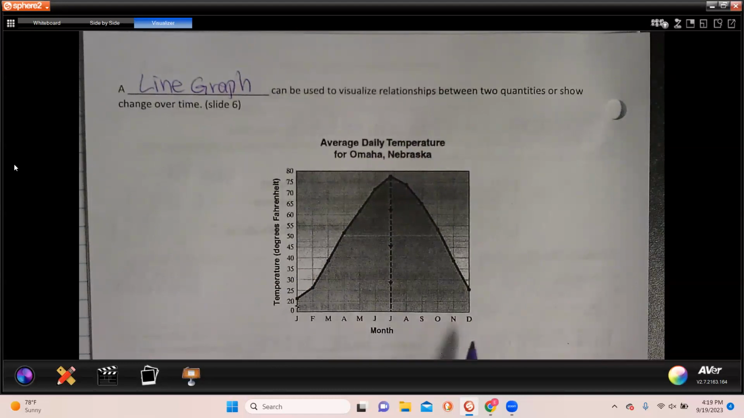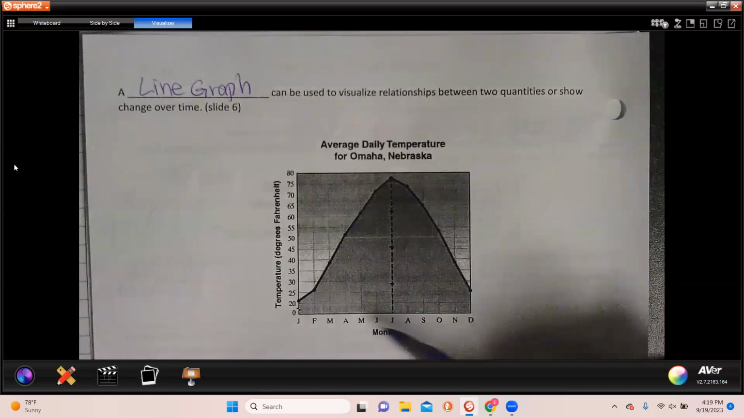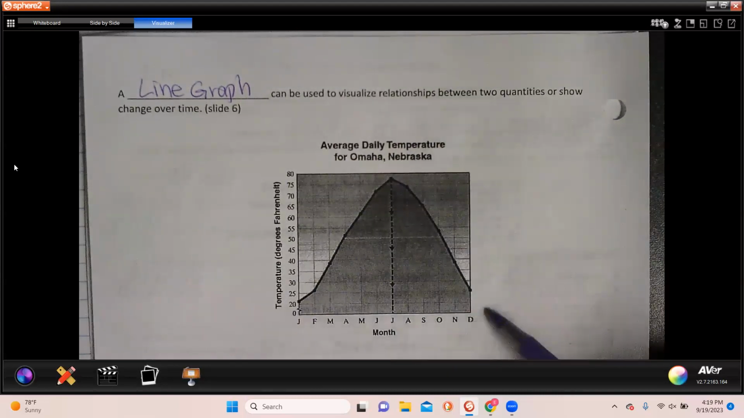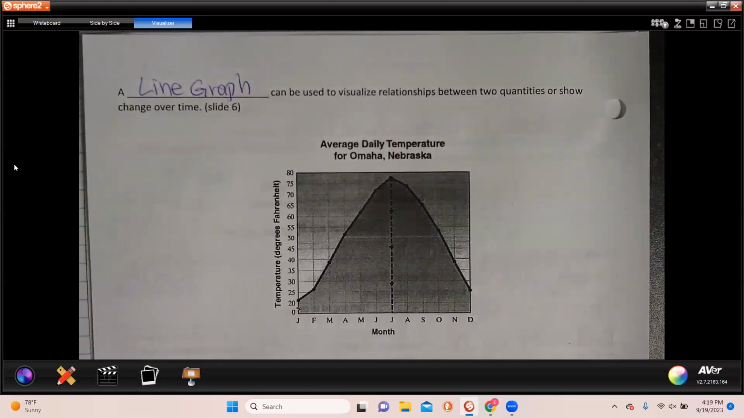So these are the months. They just made them one letters. And then you can see the temperatures. You can see how the temperature will go up and then peak in July and then come back down to December, which it should. This is usually what happens in our daily lives.